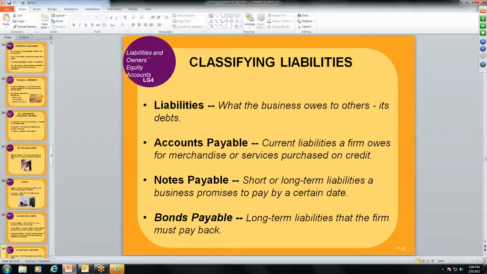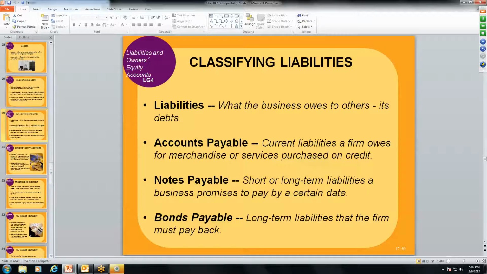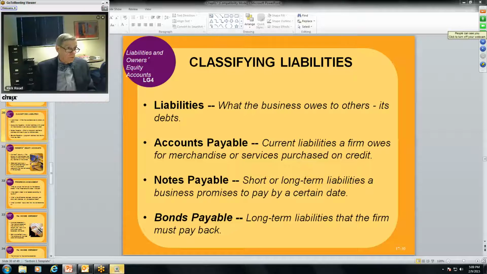All right. Now, we classified assets, so we have to classify liabilities. And the first is what we owe. That's pretty simple. We don't have to clean that up any or dance around it or anything else. What do we owe? An account payable. That's what we owe because we purchased something and have yet to pay for it, or we purchased it on credit.